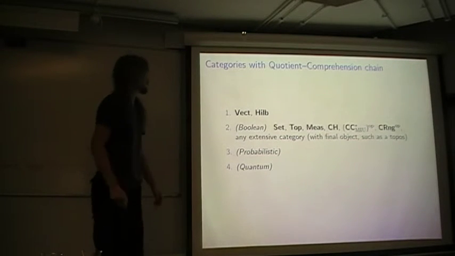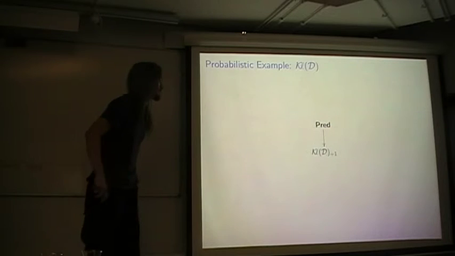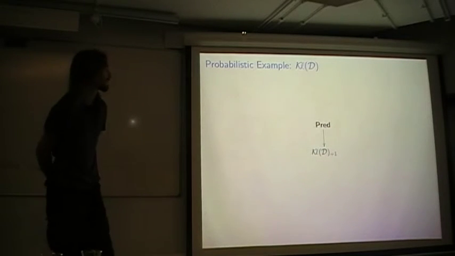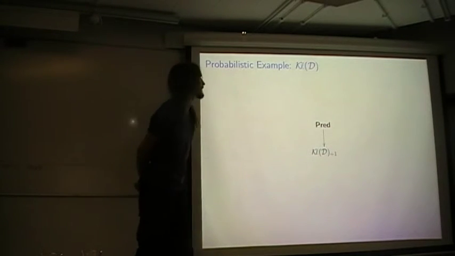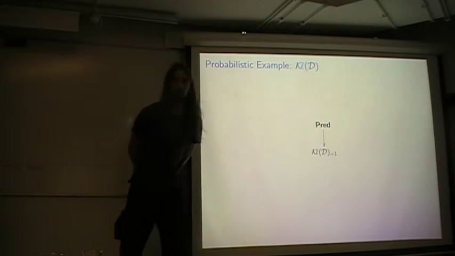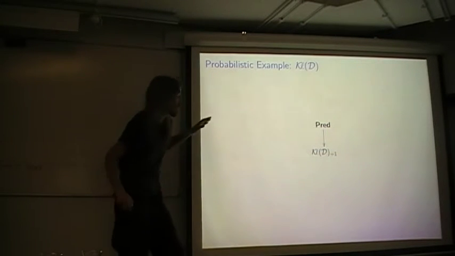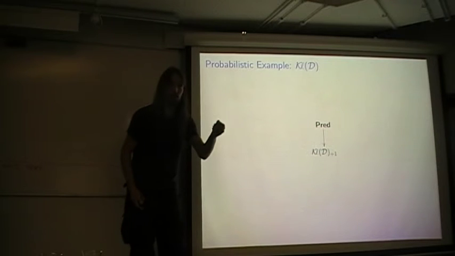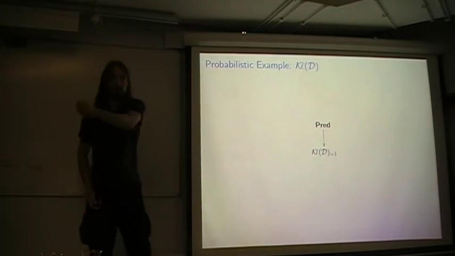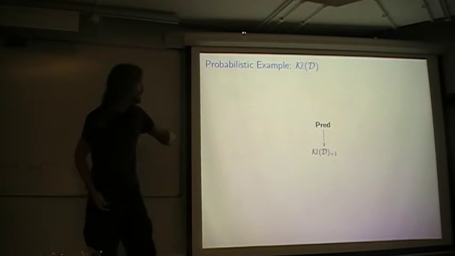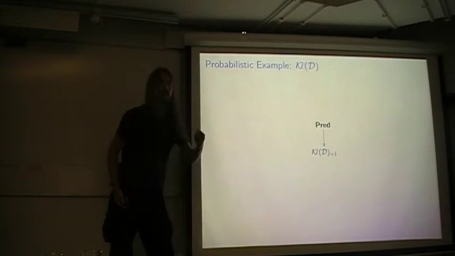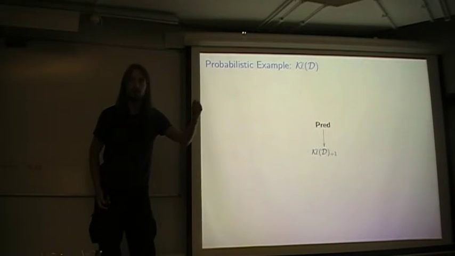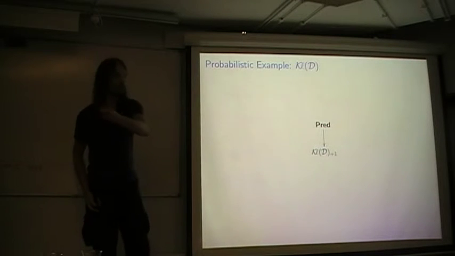Well, let's now go to the probabilistic examples. So let's start with the classic category of the distribution monads. Normally a map assigns to one element another element. But a morphism in the Kleisli category assigns to an element a distribution, a finite distribution of elements.